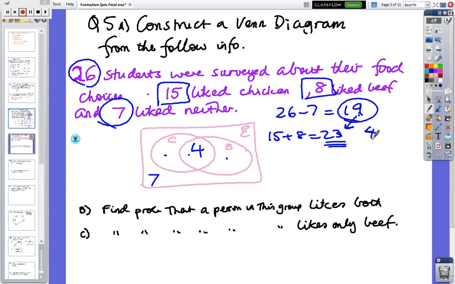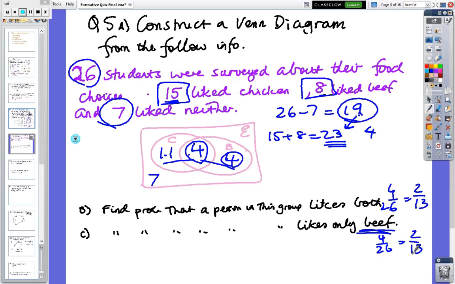And now we just go back and finish it off. So 15 people like chicken, so that means I need another 11 people there. 8 people like beef, so I need another 4 people there. So there's my 8 people, there's my 15 people, and I've got 26 people altogether. So there's my Venn diagram, and then answer the questions. What's the probability the person liked both? Okay, so that's 4 over 26, which is 2/13. And only beef, same again. So that's 4 over 26, which is 2 over 13 by coincidence.